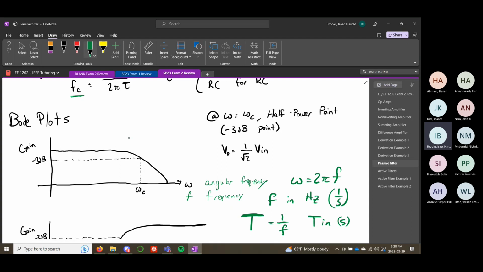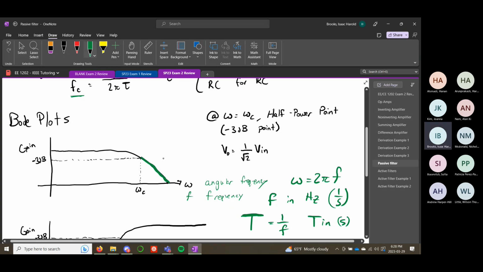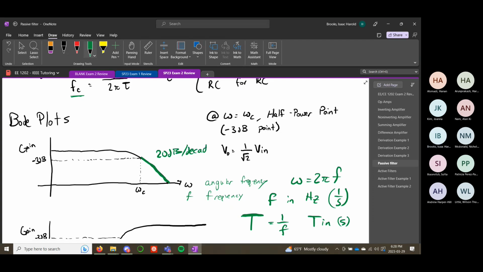About Bode plots, one really important fact is the slope of this part. The slope of this part is about 20 decibels per decade. And they probably throw that around a lot, but what that means is that when your frequency increases by a factor of 10, your gain will decrease by 20 decibels. And if you're in this linear regime, that holds. Once you get past the cutoff frequency, then we say that the gain is just the passband gain.